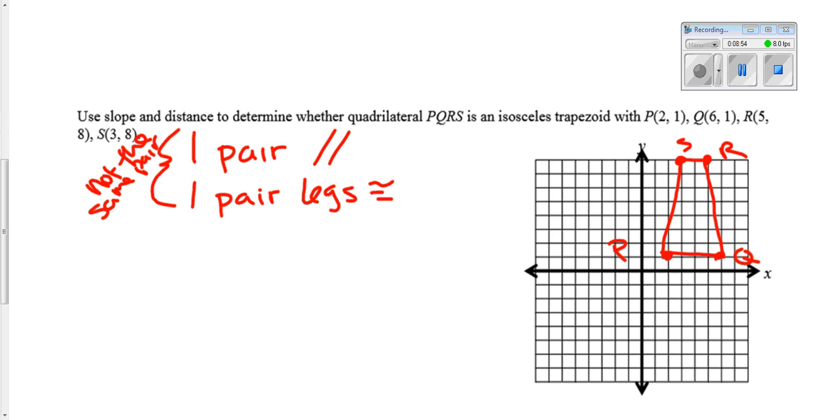Okay, so slope. So I'm going to do SR and PQ. Now, if you're not sure which sides you're trying to prove parallel, do slope for both sets. Like first find the slope for PR and SQ. If they're not the same, don't automatically assume it's not going to work. Do the other two sides.